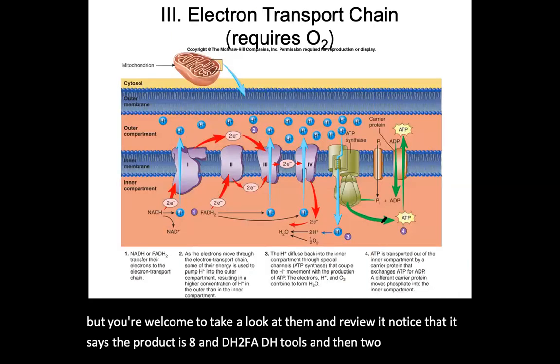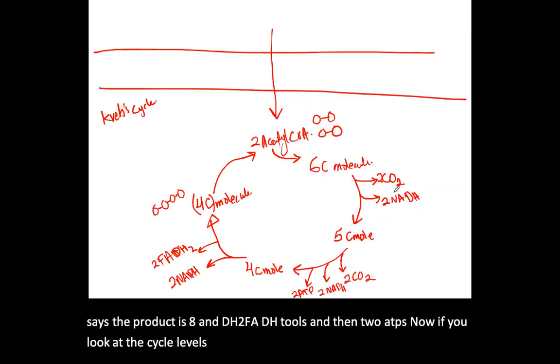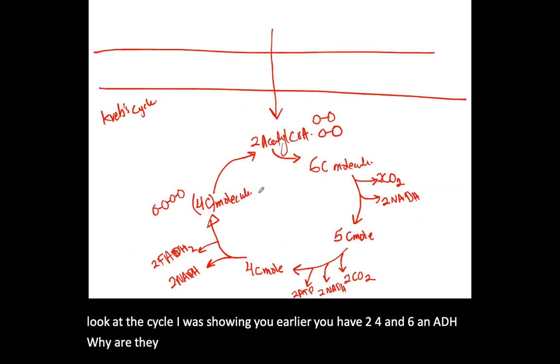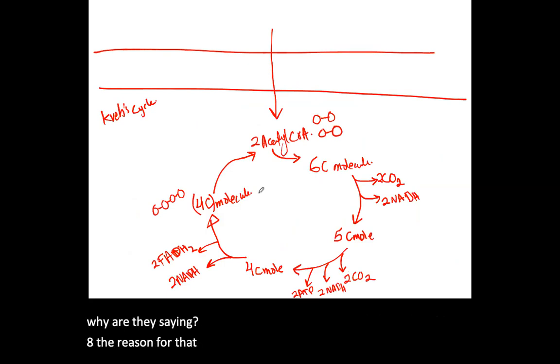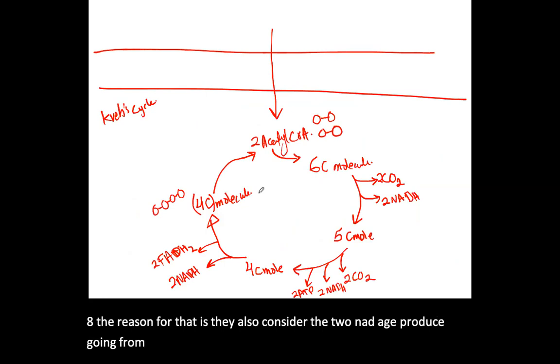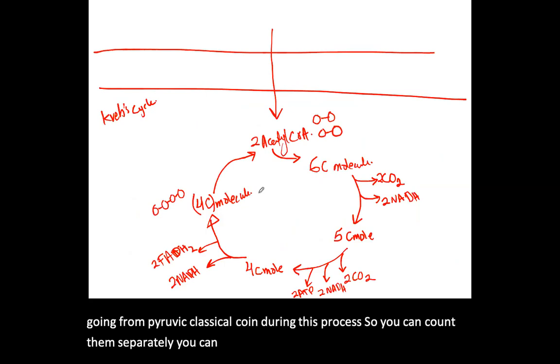Now, if you look at the cycle I was showing you earlier, you have 2, 4, and 6 NADH. So why are they saying 8? The reason for that is they also consider the 2 NADH produced going from pyruvate to acetyl-CoA during this process. So you can count them separately, or you can count them as part of the Krebs cycle. That's up to you.